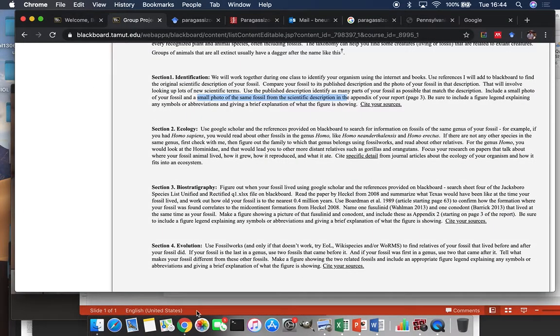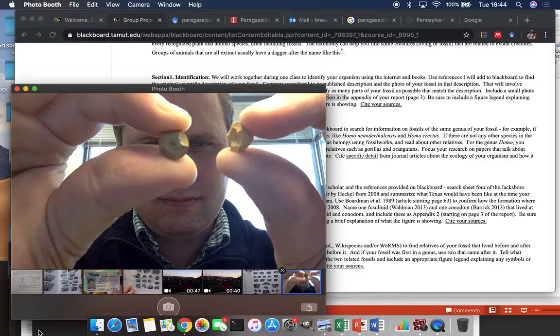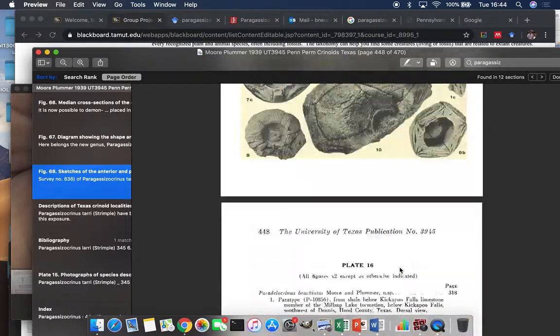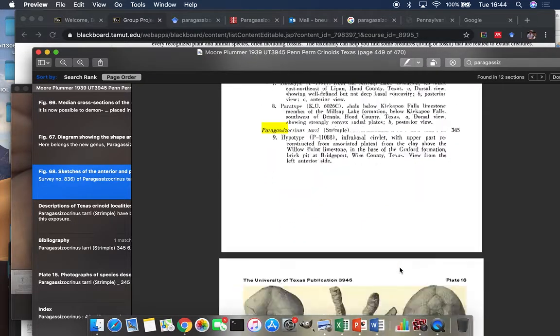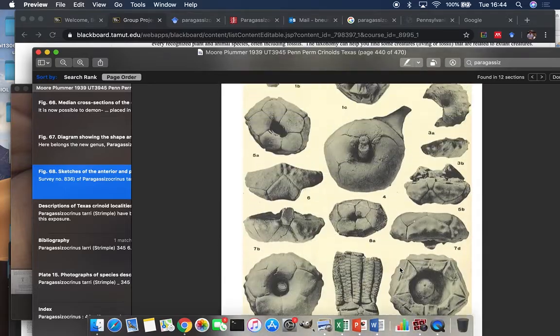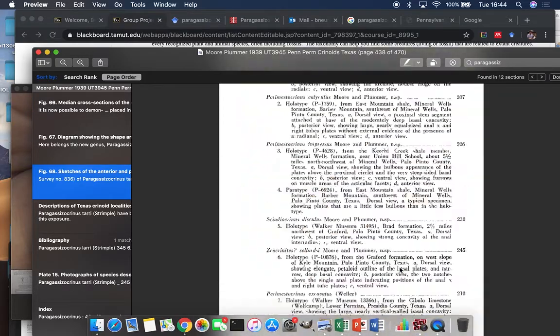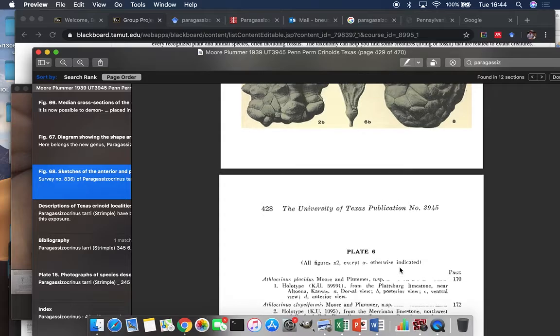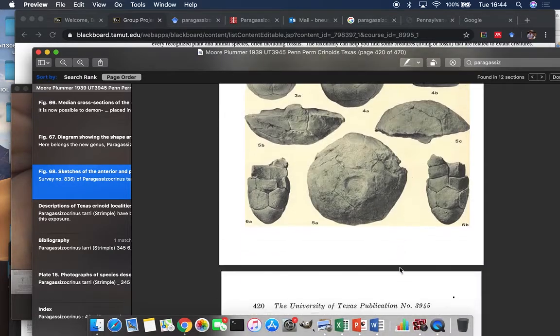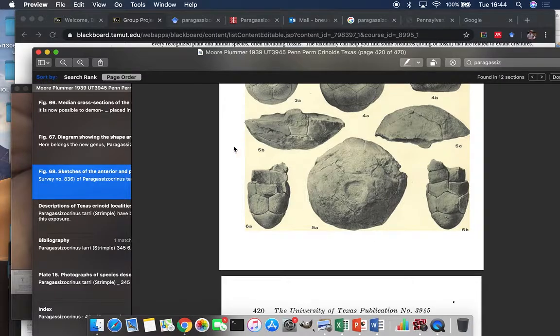And then we have to do the same thing with that paper. So the paper's back here. So let's go down and get our picture from the paper. Paragasiocrinus terrai. Let's see, I like the ones in figure 1 better. So let's go back up to plate 6, 5, 4, 3, 2, 1. There we go, plate 1, figure 6.